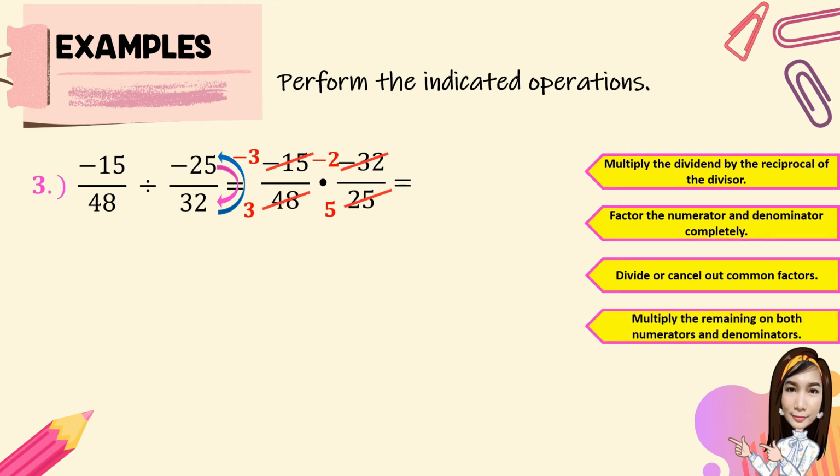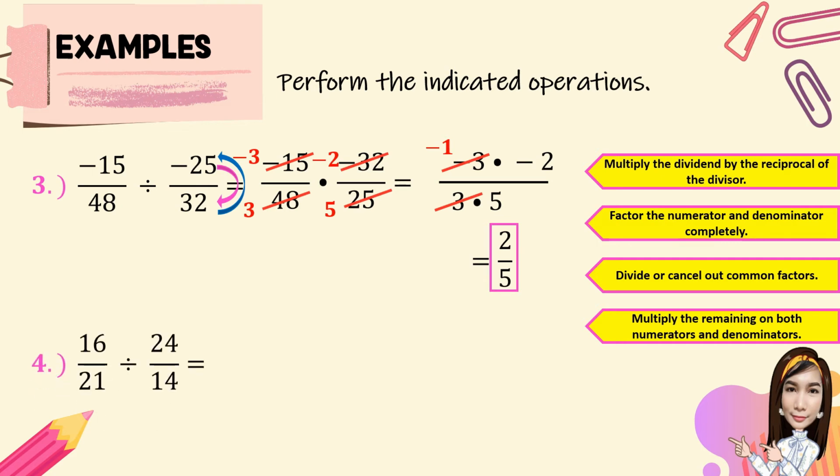Then multiply the remaining on both numerators and denominators. So on the numerator, we have the remaining negative 3 times negative 2. On the denominator, we have the remaining 3 times 5. Now notice that we can still cancel negative 3 divided by 3, that is equal to negative 1. Then negative 1 times negative 2 is positive 2 over the denominator 5. So we have 2 over 5 or 2/5 as the final answer.